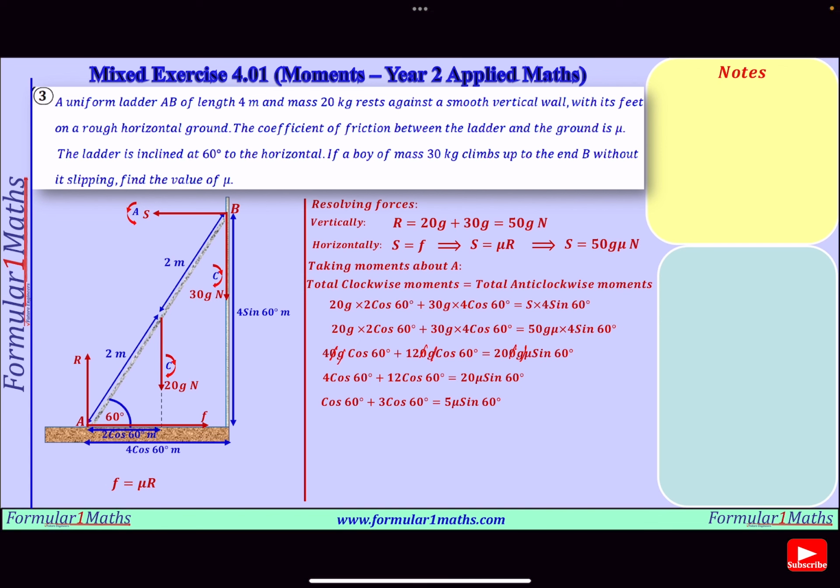Cos 60 plus 3 cos 60 will give 4 cos 60. And so we have 4 cos 60 equals 5 mu sine 60. Rearrange to solve for mu, and we're going to get 4 cos 60 over 5 sine 60. Introducing a little pure maths here, we yield 4 over 5 tan 60. And evaluating this will give us mu is equal to 0.46. And that is the value of mu.